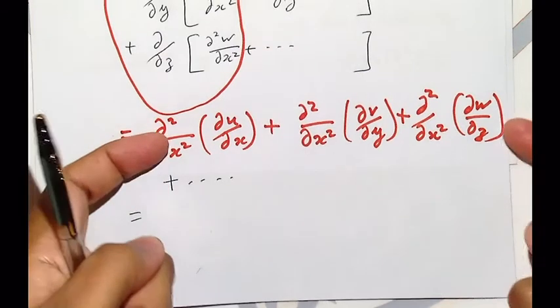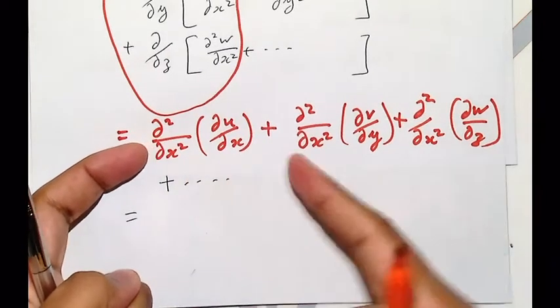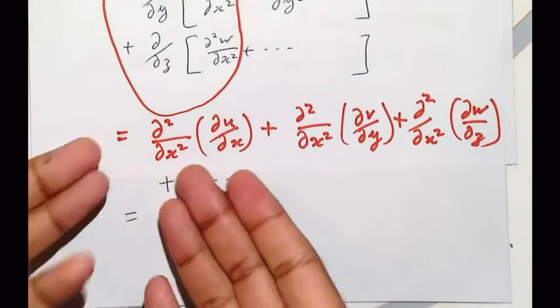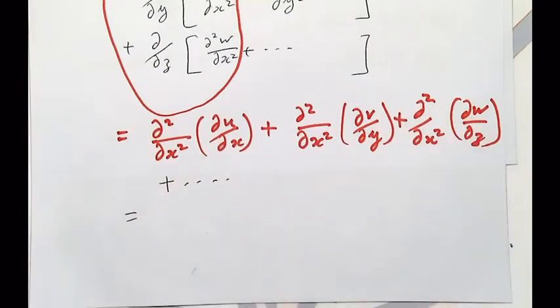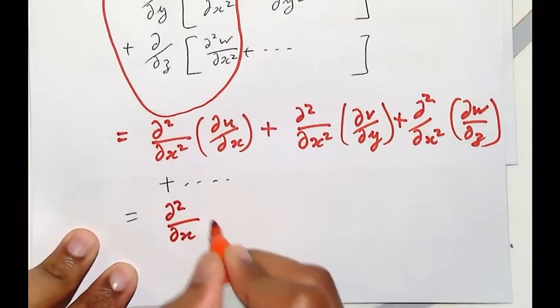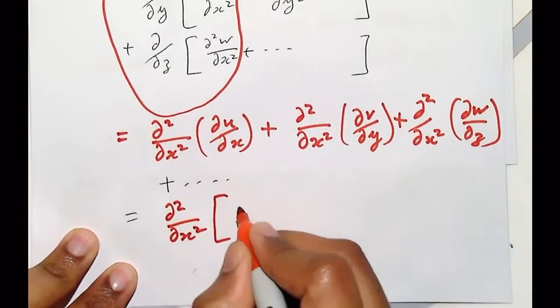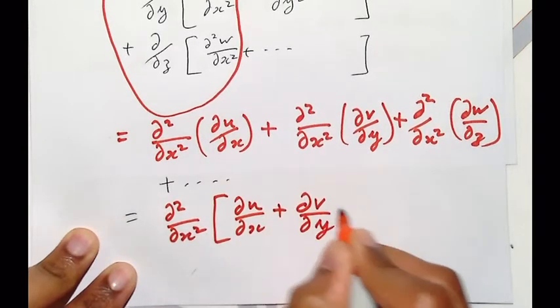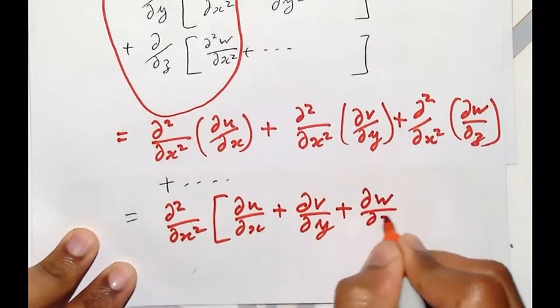Yeah, what can we write this as? The three terms. Let's group the second derivative in x and put it outside. So we would say it's del 2 over del x squared, and we have del u by del x plus del v by del y plus del w by del z.